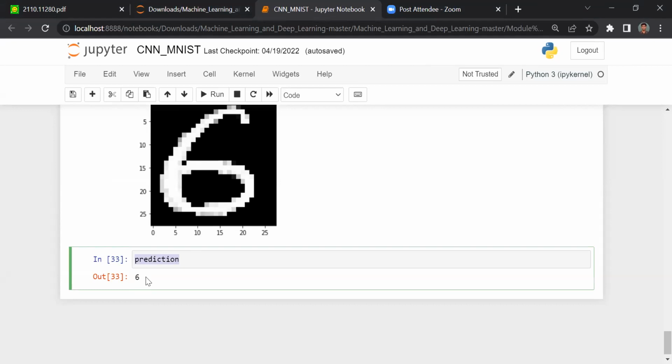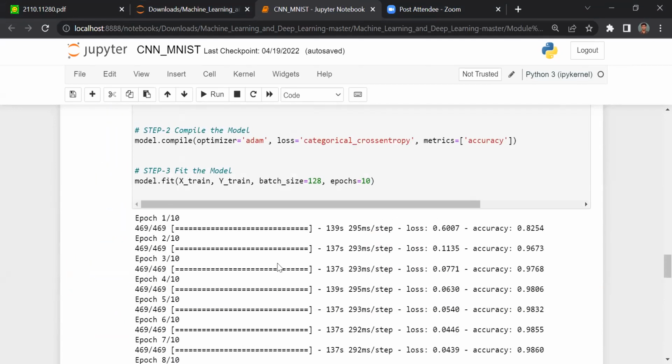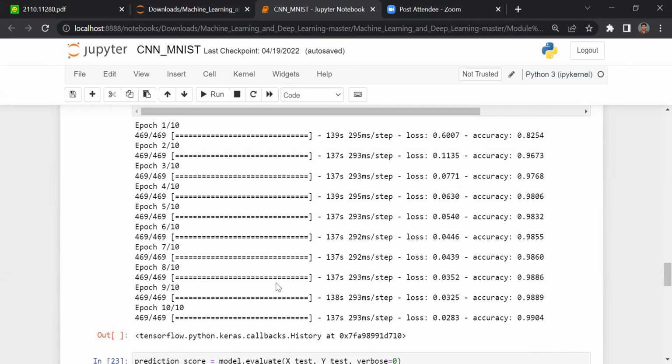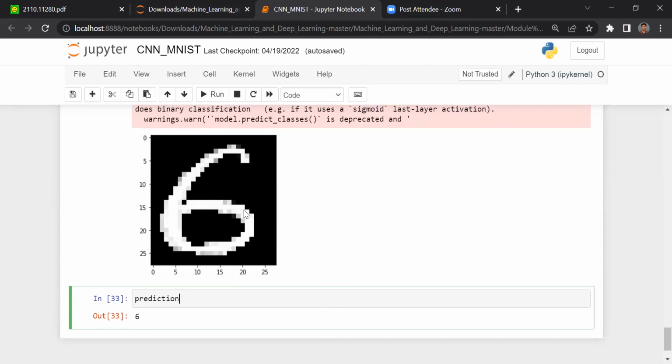So we build a CNN based model and train it somewhere here. This is the learning process, and finally we have a model which makes these predictions. Given an image, it will tell you what the digit is.